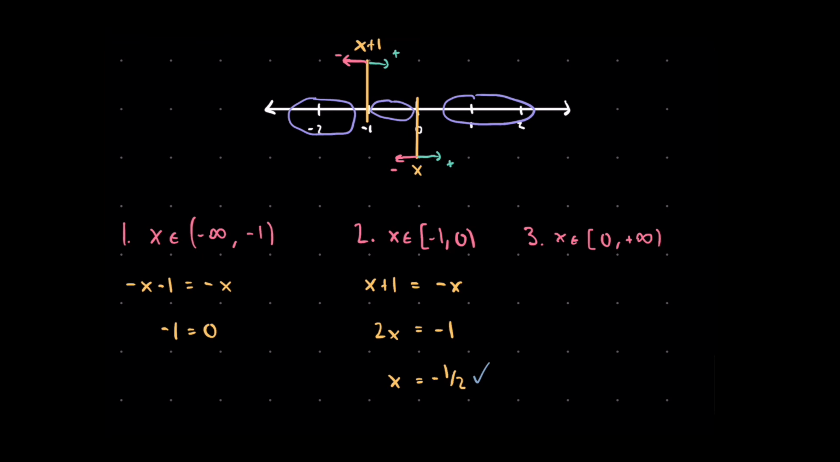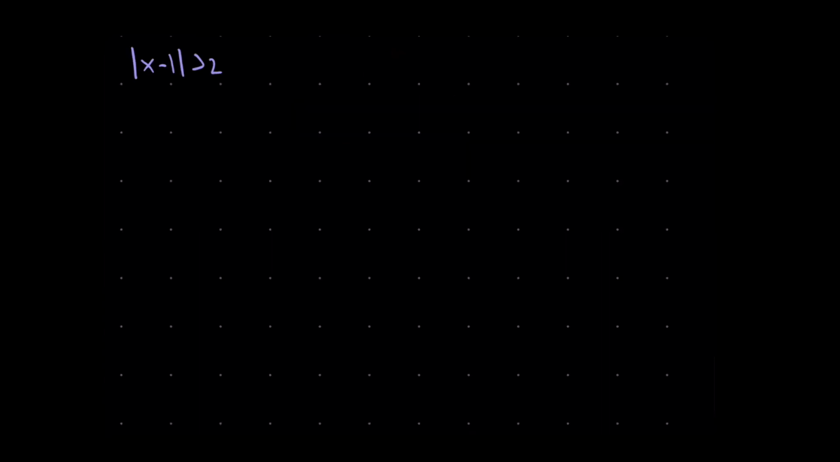And finally, we're going to have both x plus 1 and x positive, so x plus 1 equals x, rearranging 1 equals 0, and once again this is impossible. And so therefore the only solution to this problem is just x equals negative 1/2. So now we're moving on to inequalities.